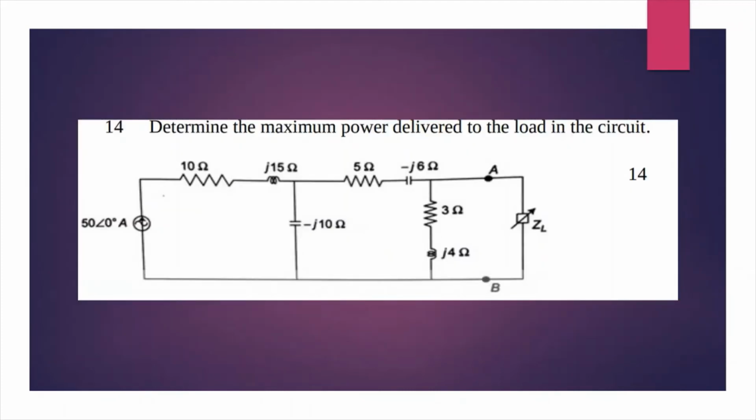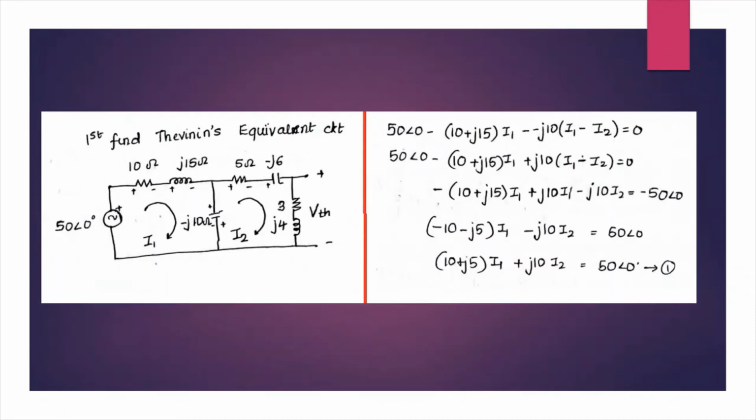The next question from module 2 is a 14-mark question. So you have to determine the maximum power delivered to the load in the circuit. So the load is ZL, and in order to find the maximum power delivered, we have to find the Thevenin's equivalent circuit.